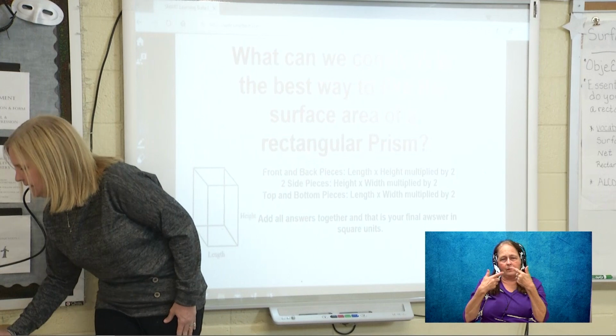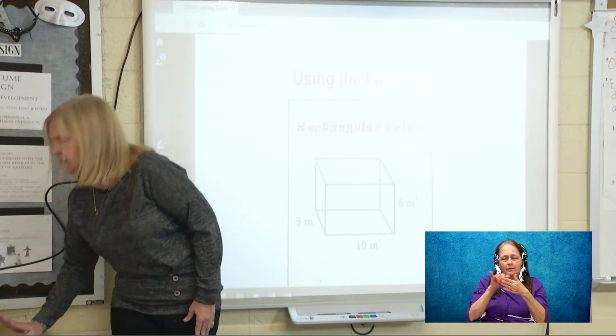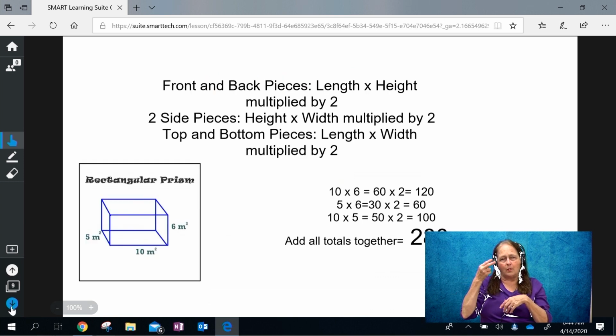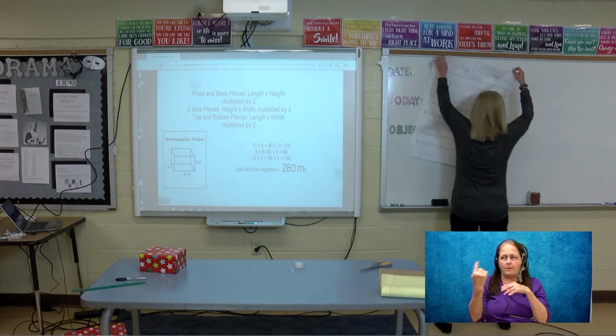So let's look at this formula. Using the formula, we are going to find the area of this rectangular prism. The width is 5 meters squared. The length is 10 meters squared. And the height is 6 meters squared. Okay, so what I've done is I have reposted the actual formula that we're going to use. Okay, and let's look at it on the board together.